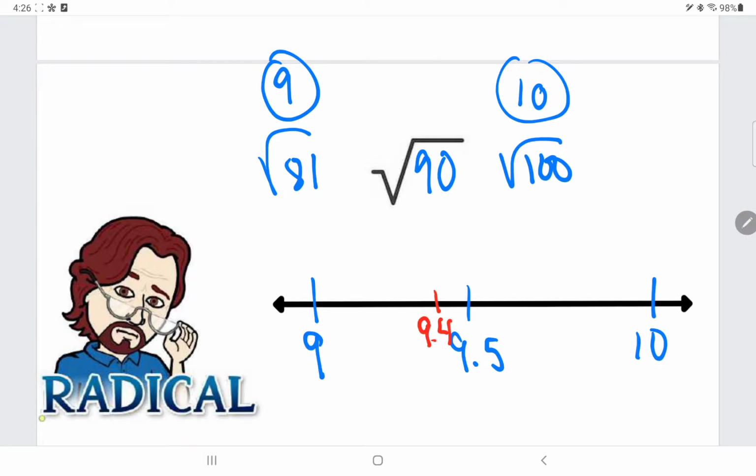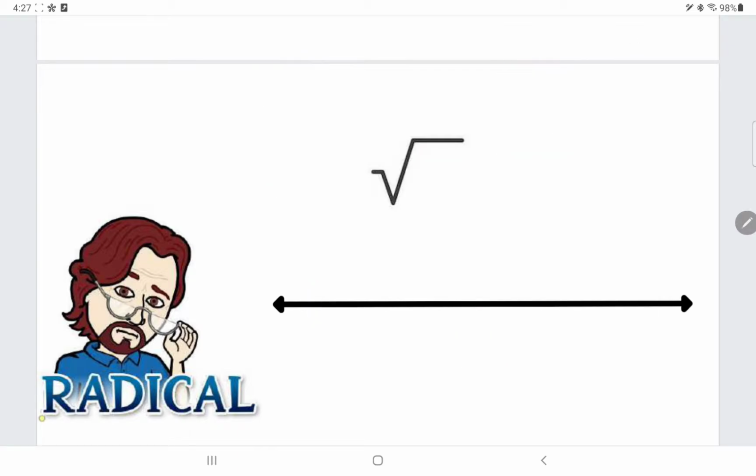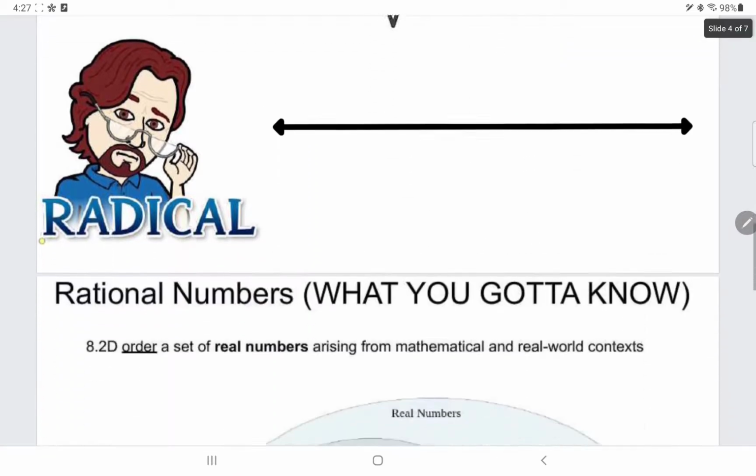An unreasonable answer would be to square 90 and get 8,100 and say that that is the square root of 90. That's completely unreasonable. It doesn't fit between 9 and 10. Another unreasonable answer would be 9.9. It's not closer to 100. That's an unreasonable answer. So the only reason we're doing this is to estimate with square roots. You can do the same thing with cube roots.